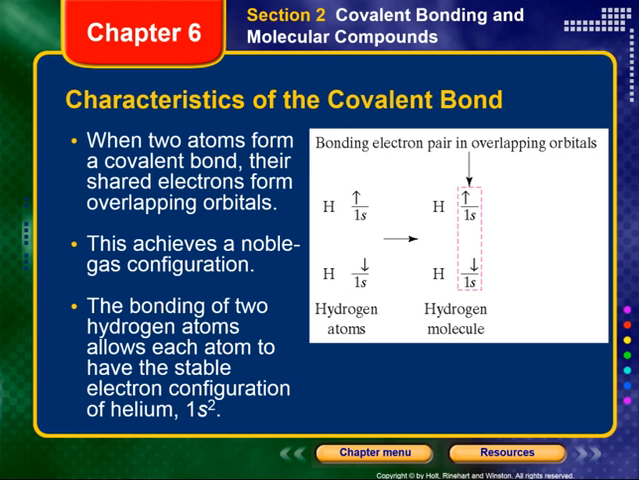This will achieve a noble gas configuration, aka the lowest energy configuration possible. The bonding of these two hydrogen atoms allows each atom to have a stable electron configuration, that of helium, which is a noble gas, but doesn't have an octet, it has a duet.